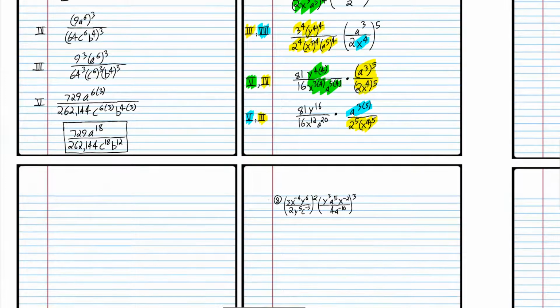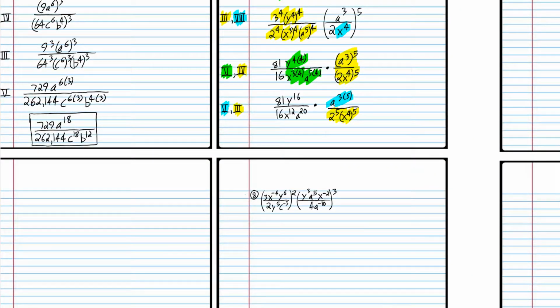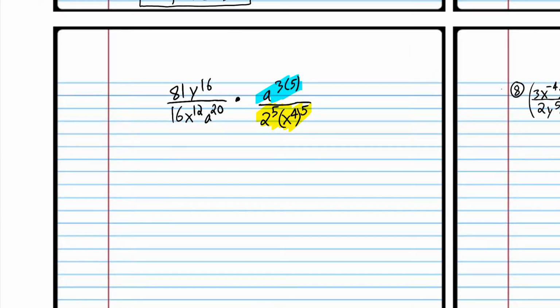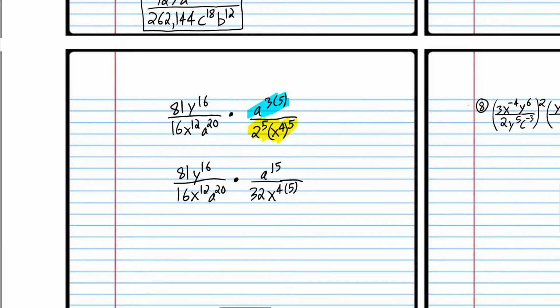Okay, I think we have some more room down here. I'm going to go ahead and bring this down. Okay, so now let's just simplify. We're going to rewrite this fraction. And here we get a to the 15th power. And 2 to the 5th power, that's going to be 32. And then we have rule number 5 again.